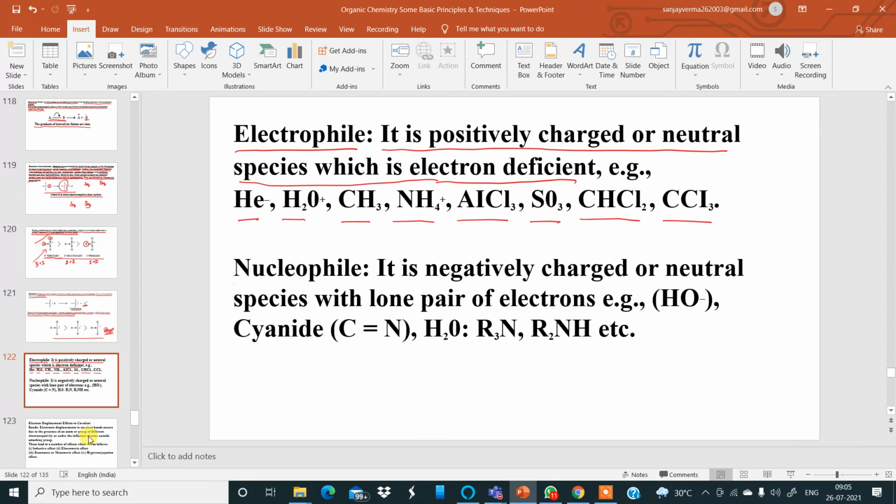Now, nucleophiles: they are negatively charged or neutral species with a lone pair of electrons, such as hydroxide, cyanide, water, R3N, R2NH, etc. So these are two types of reacting species or reagents which are attacking reagents in organic chemistry. Remember, electrophile means electron loving, nucleophile means nucleus loving. So nucleophiles attack the positive centers. Electrophiles attack the negative centers.